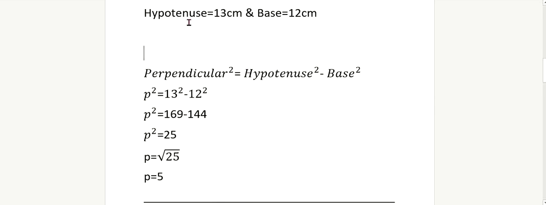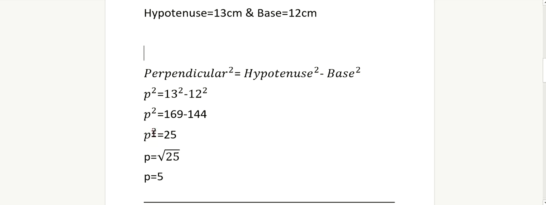So, the hypotenuse was equal to 13. So, we're going to do 13 squared minus base was 12, so 12 squared. 13 squared is 169 and 12 squared is 144. So, perpendicular squared, or p squared, is equal to 25.